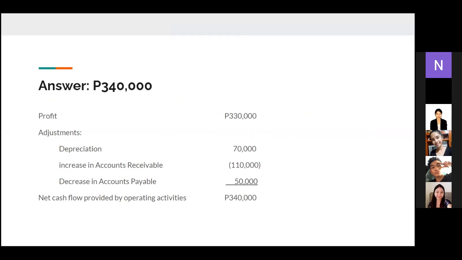Bawas or dagdag yung mga adjustments. So sa adjustments, meron tayong depreciation expense na 70,000. And meron tayong increase in accounts receivable na 110,000 pesos. And i-less natin yun. And i-add natin yung increase in accounts payable na 50,000 pesos. Kaya magkakaroon tayo ng net cash flow provided by operating activities na 340,000 pesos. So, next slide. Ayun, tapos na tayo sa problems.